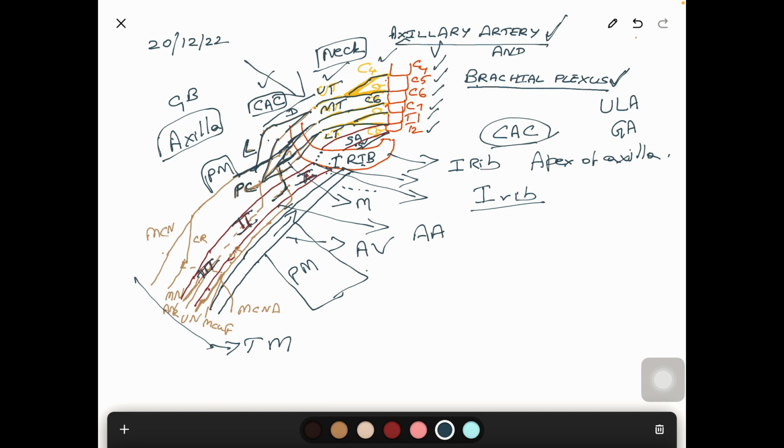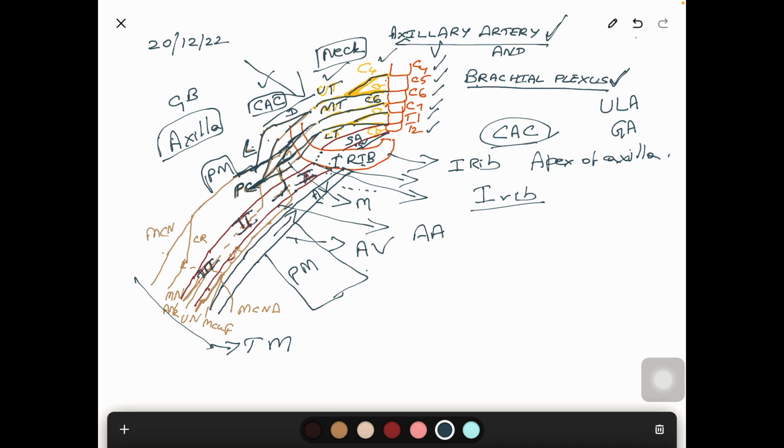So this medial cord is posterior to the first part of axillary artery. Lateral cords and posterior cords are lateral. So this is artery, these two cords are lateral to the first part. And axillary vein is medial to the first part. Do you understand? So first part, posteriorly, medial cord. Laterally, lateral cord and posterior cord.